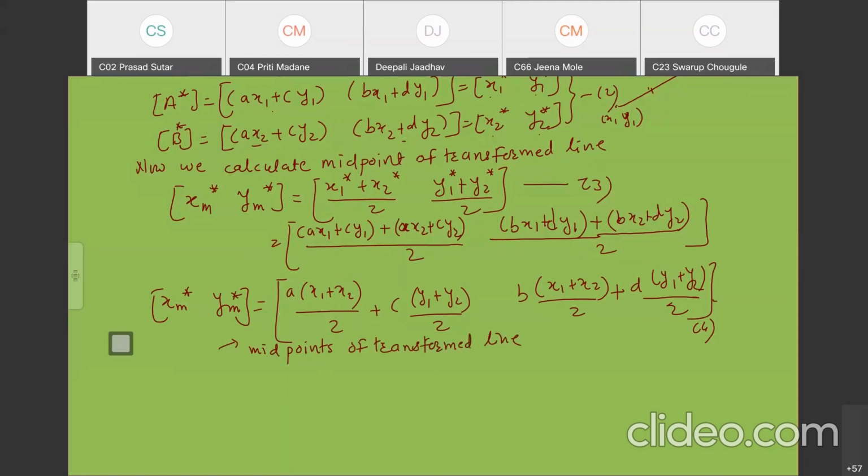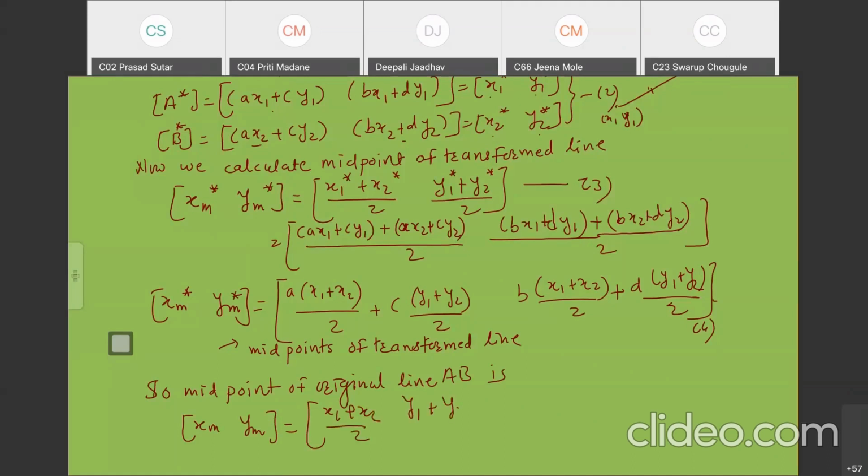Now we are going to calculate the midpoint of the original line AB. How to calculate the midpoint of the original line? The equation is the same. xm, ym is equal to x1 plus x2 divided by 2 and y1 plus y2 divided by 2. So these are the midpoints of the original line. We call it equation number 5.